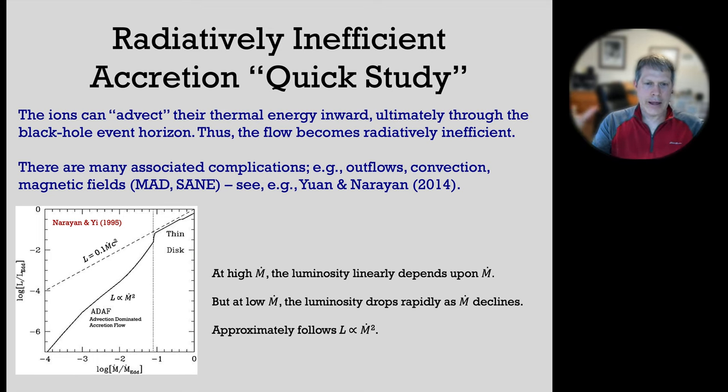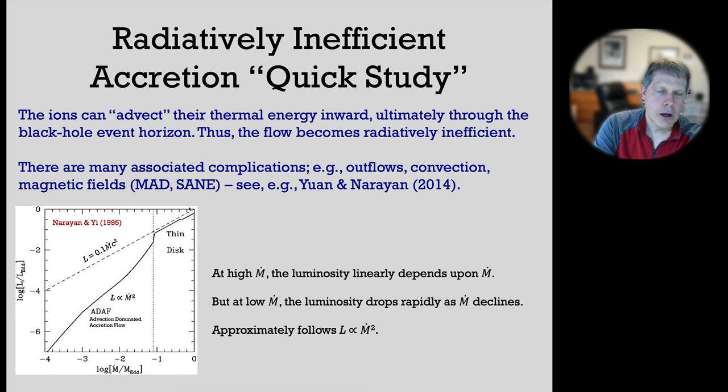That thermal energy passes through the black hole's event horizon and is gone, and thus the flow becomes radiatively inefficient. And this diagram down here is useful for visualizing and roughly understanding the nature of the effect. This shows the luminosity of the system compared to the Eddington luminosity, compared to the mass accretion rate of the system, compared to the Eddington mass accretion rate.